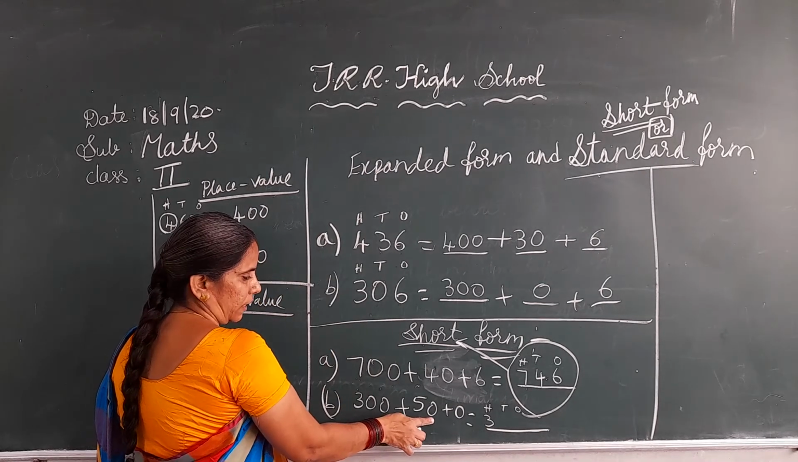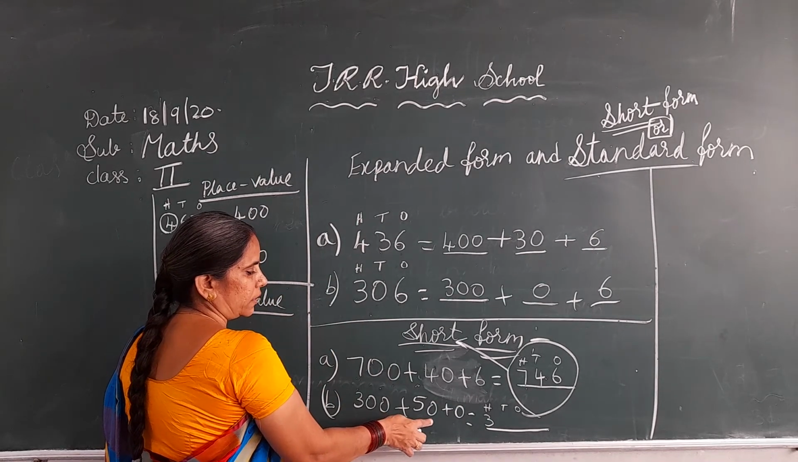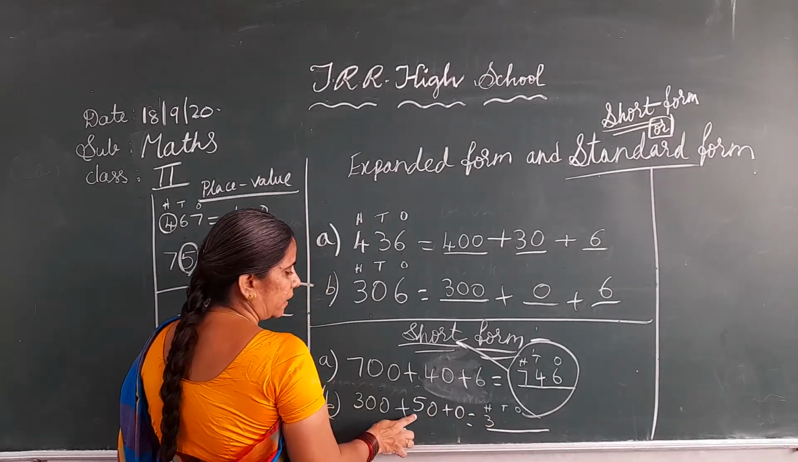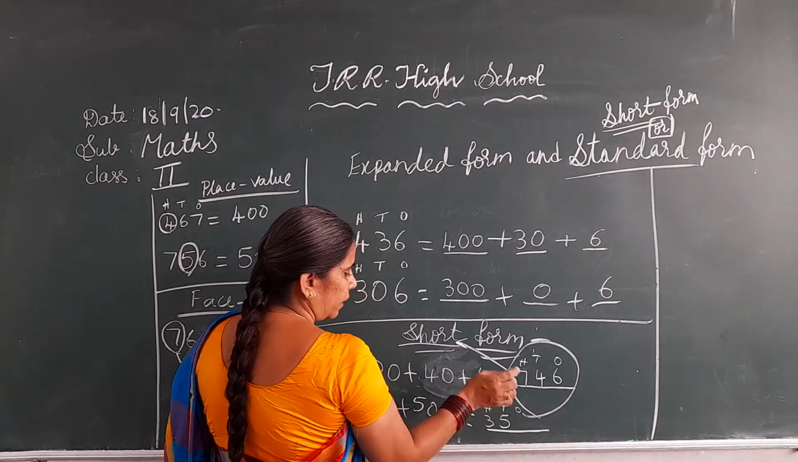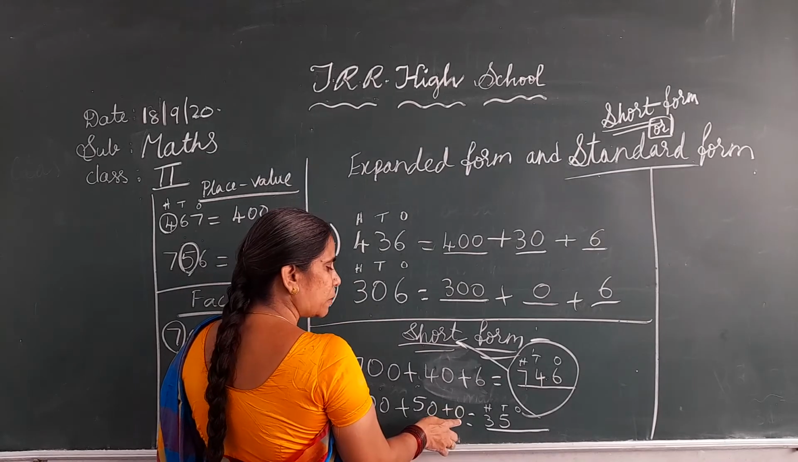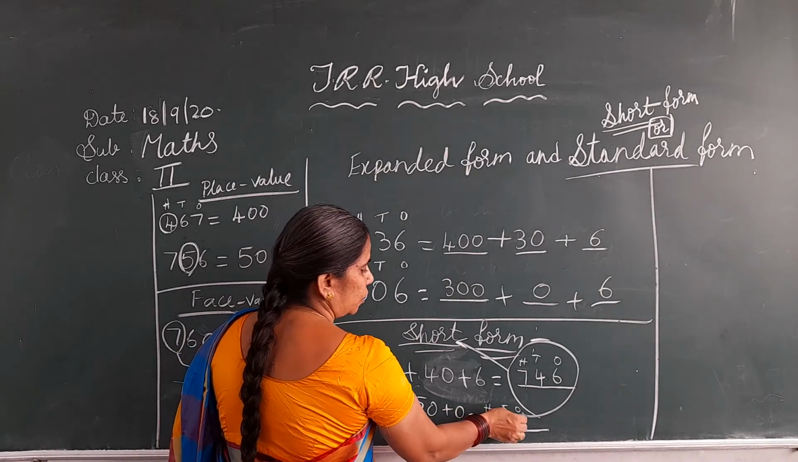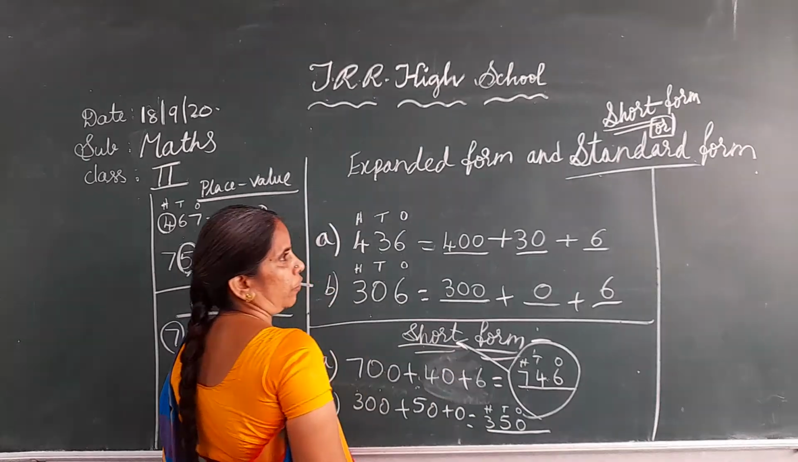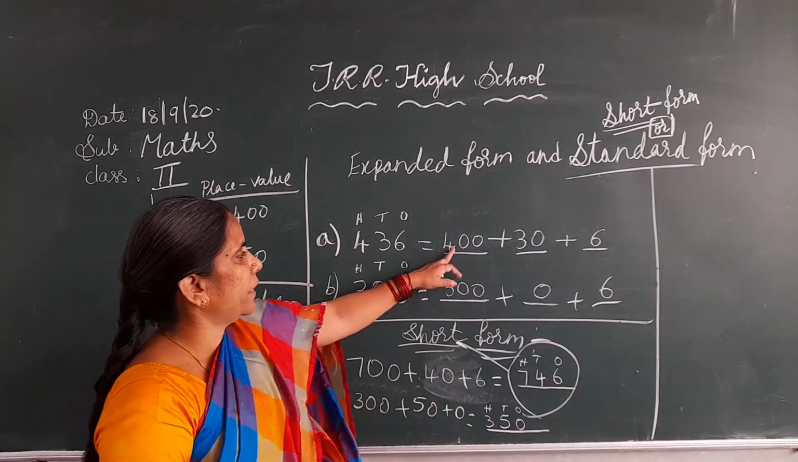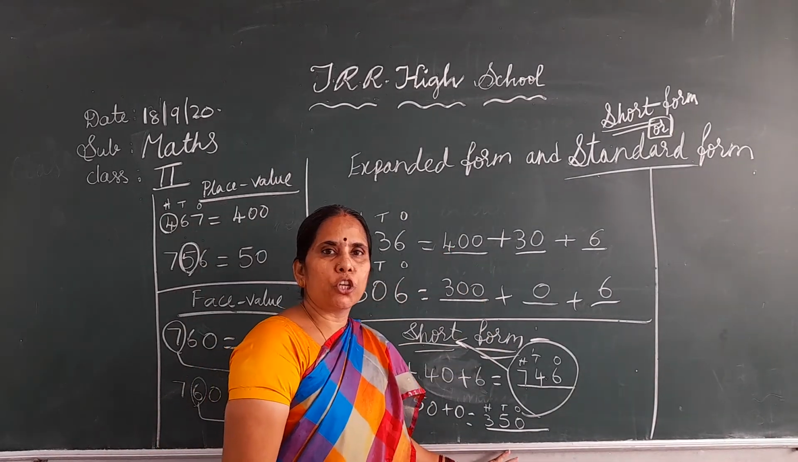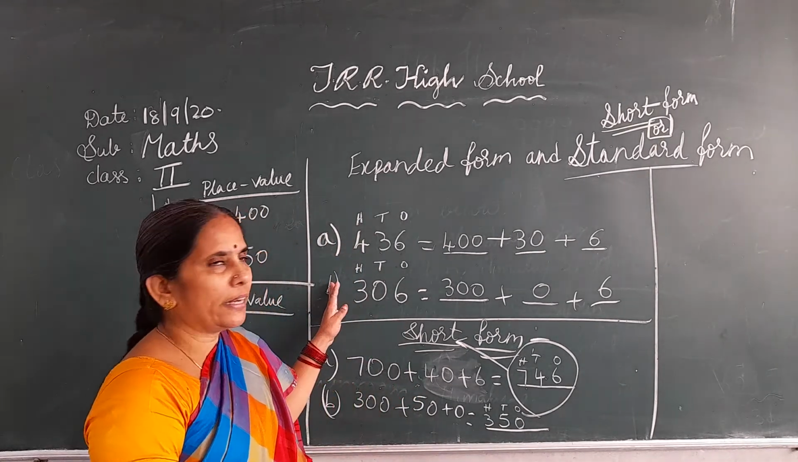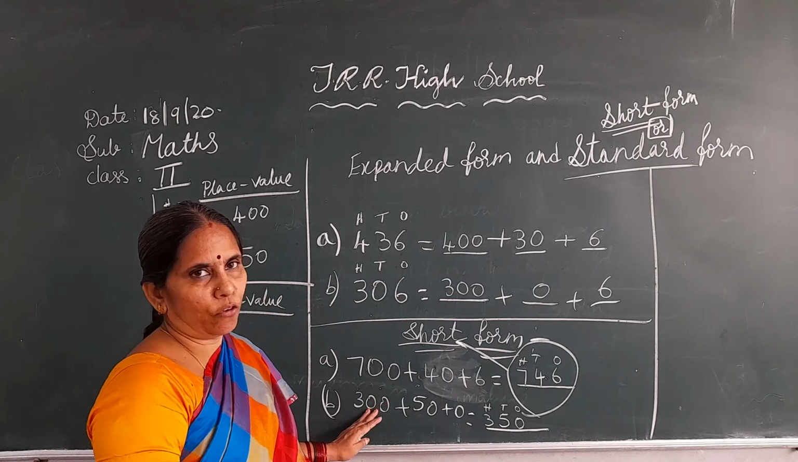Now 50. 50 is a two-digit number, so it is tens. In the tens place what will you write? 5. Now come to the ones. In the ones place what is there? 0. Put 0. 350 is the short form. This is the expanded form and this is the short form. I think you all understood expanded form and the short form.